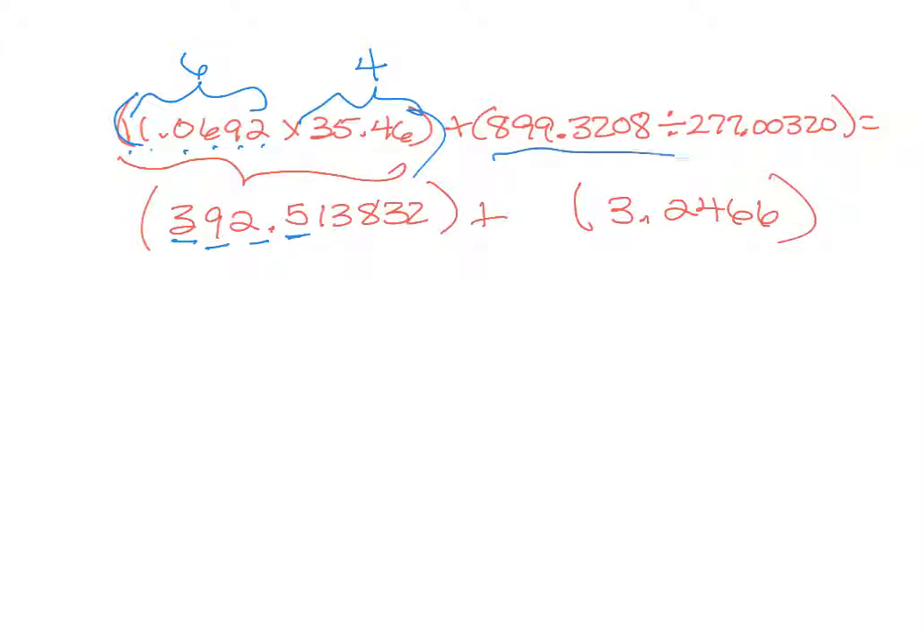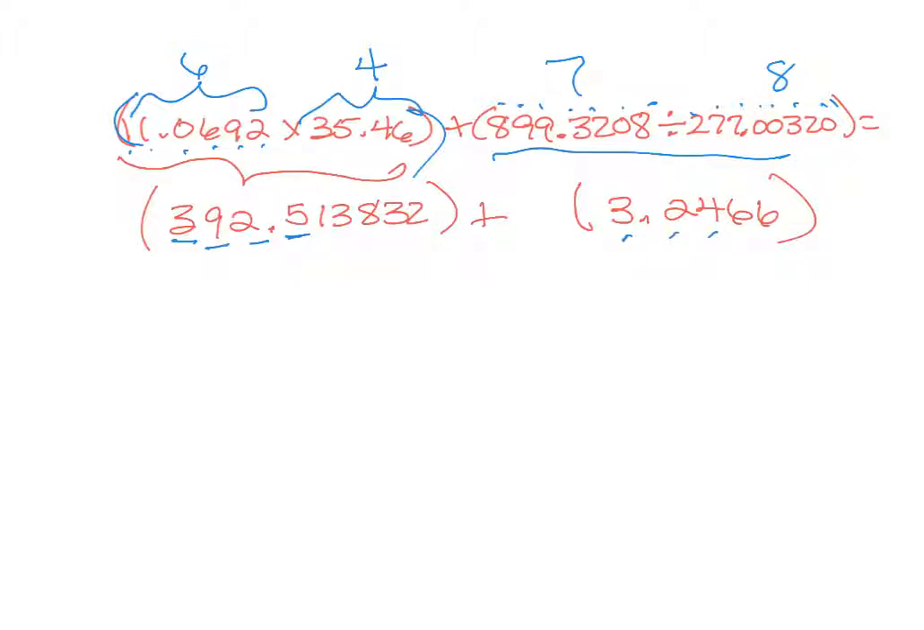And let's see, here we're dividing, which has the same rule. So let's count sig figs. 1, 2, 3, 4, 5, 6, 7. That has 7 sig figs. 1, 2, 3, 4, 5, 6, 7, 8. That has 8. So that means your answer needs to have 7 sig figs.